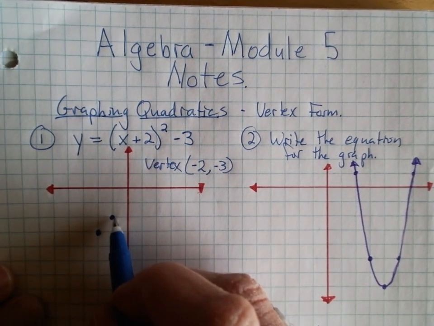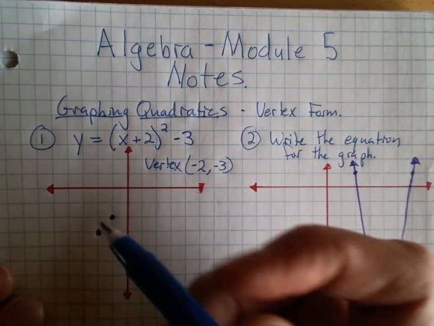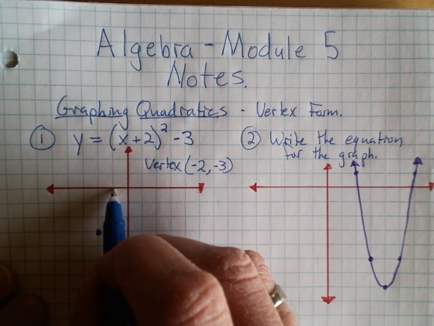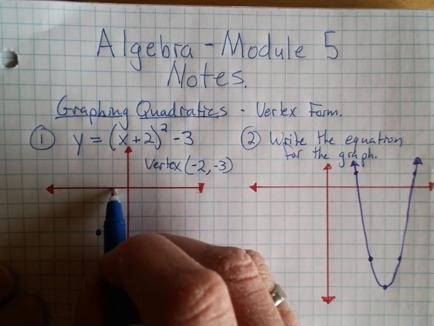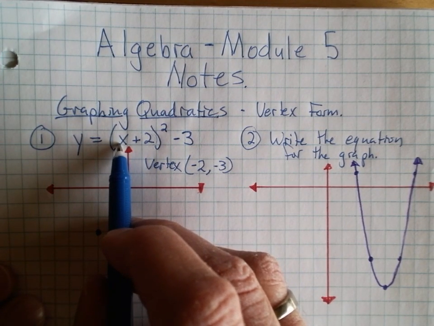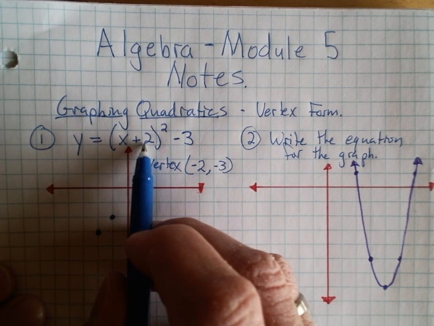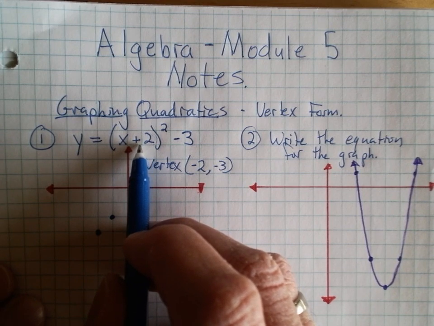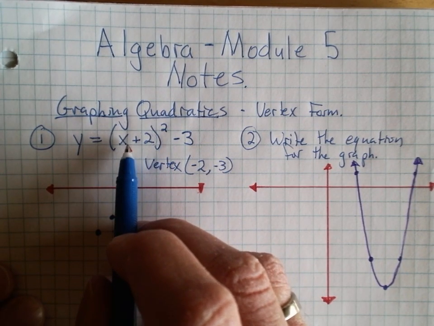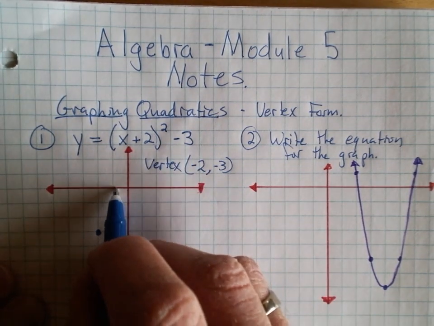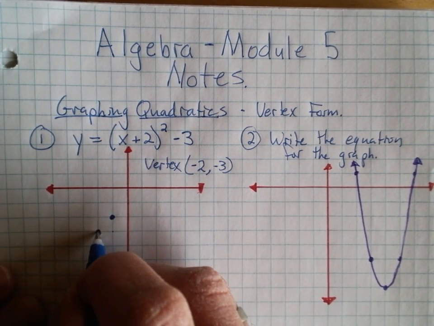Now, Mr. Mock, how do you know that? How do you know that's the next point? Well, if I take -1, because right here x is -1. If I put -1 right here and put -1 plus 2, -1 plus 2 is going to be 1. 1 squared is 1. 1 minus 3 is -2, and look at that, it works.